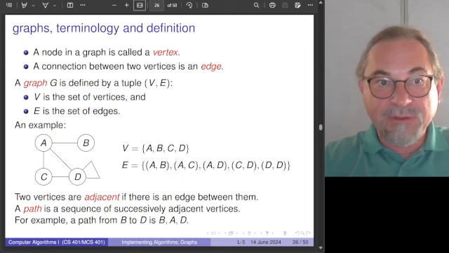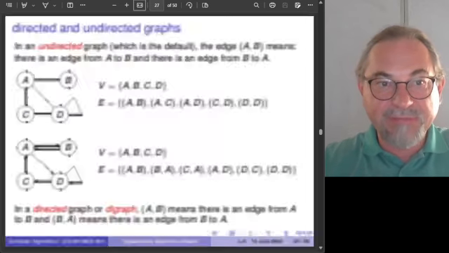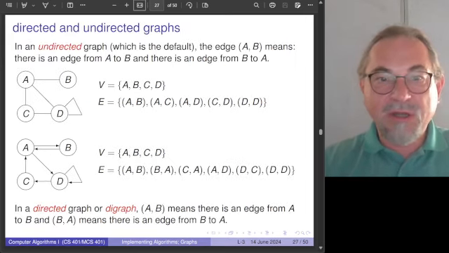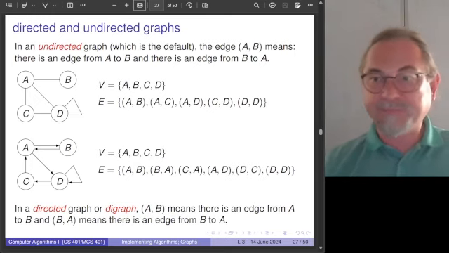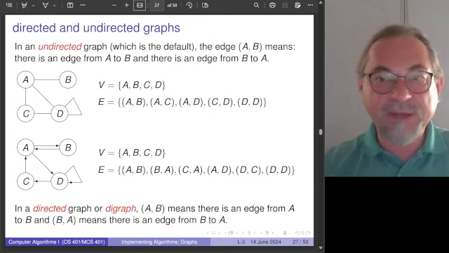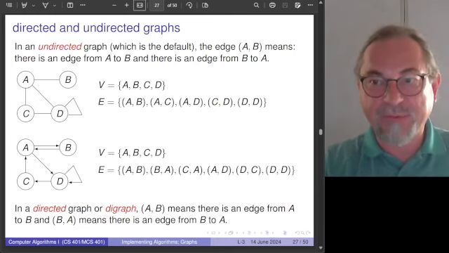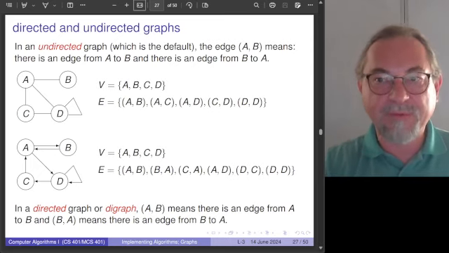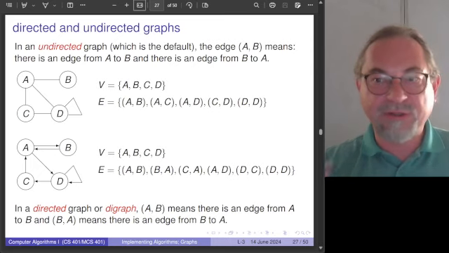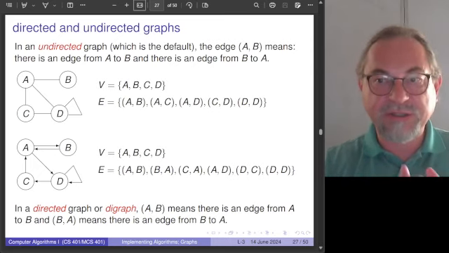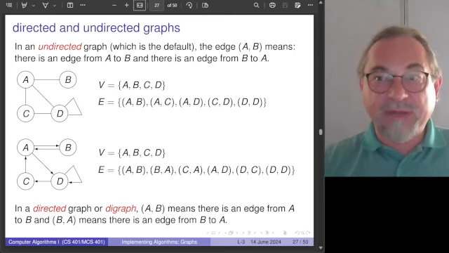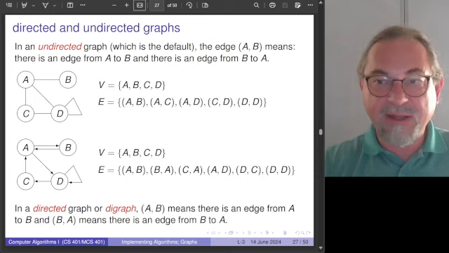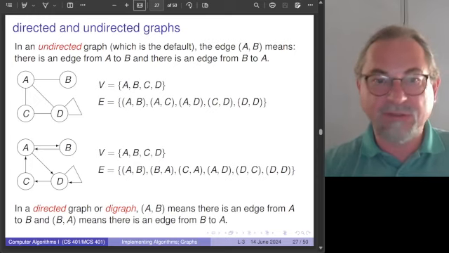Okay, we have graphs which are by default undirected. We can also have directed graphs. In an undirected graph, which is the default, if we have an edge from A to B, we also have an edge from B to A. So from A to B and B to A, it doesn't really matter which vertex comes first in the pair in each edge. Therefore, we write AB only once and not BA.